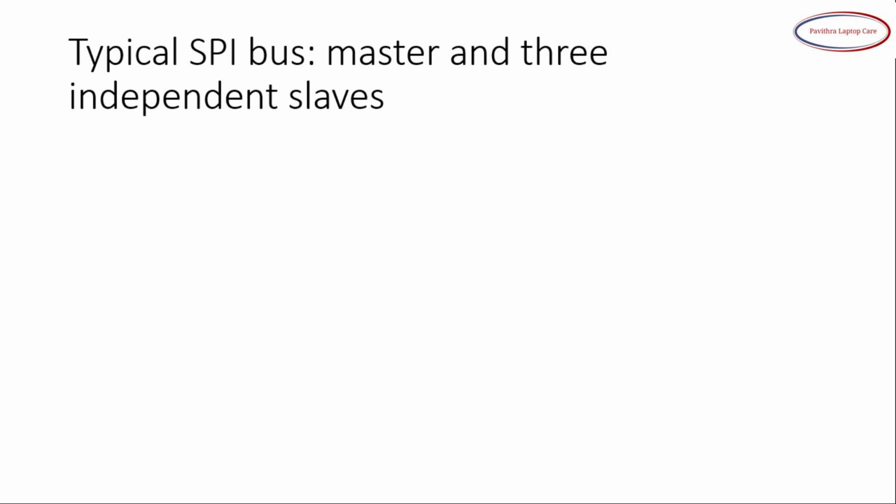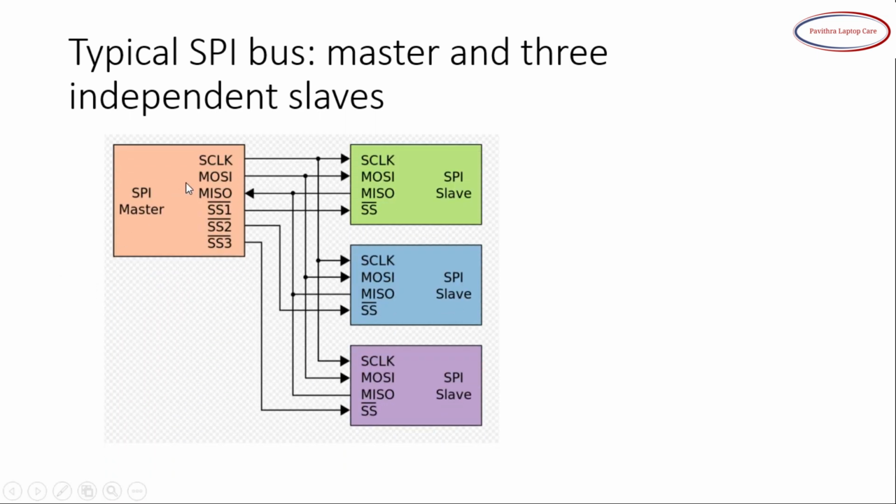Typical SPI bus, master and 3 independent slaves. We can take an example of a master and 3 slaves. It looks like this. See, SPI master. Here clock signal, each clock signal goes to each slave. See, from master, serial clock is going to SPI 1, SPI 2, see, SPI 3.